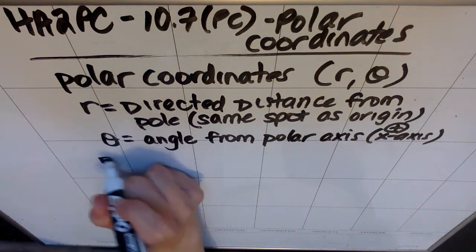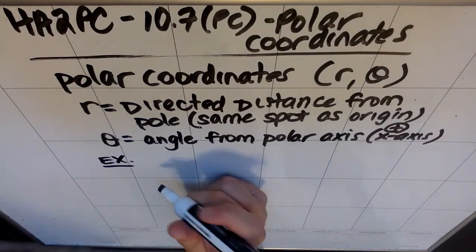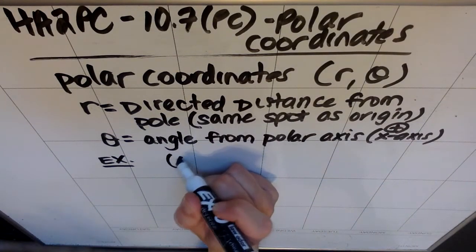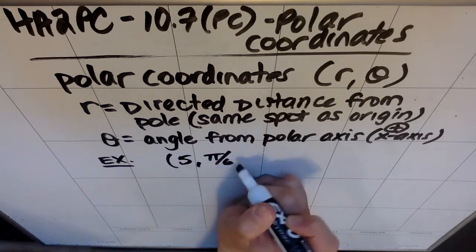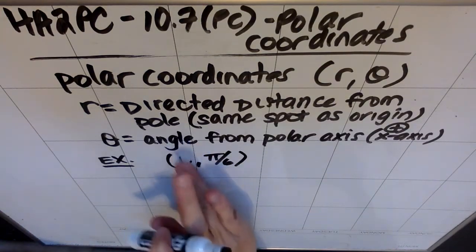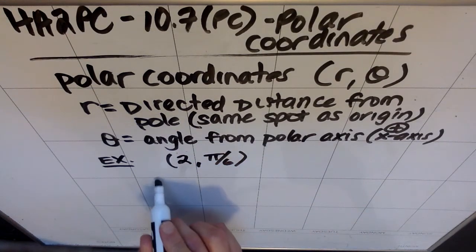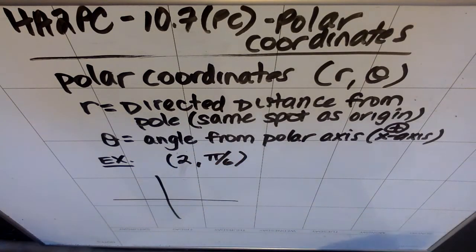So let me show you an example of what that looks like, okay? So the polar coordinates, let's do 5 comma pi over 6. Oh, I don't want 5. That's going to be awful. I'm going to regret that. Let's pick 2. 2 comma pi over 6. Okay, so here's what the polar coordinate 2 comma pi over 6 looks like.